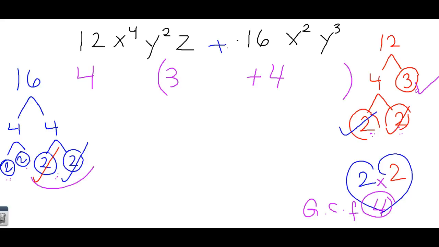Now let's look at the variables. You have x to the 4th and x squared. Who has the smallest power? X squared wins, so x squared leaves out. Now, when x squared left, how many x's remained here? Oh, that's easy. 2, because 4 minus 2 is 2.